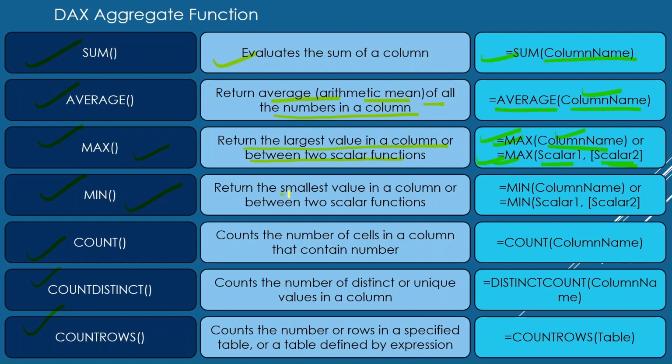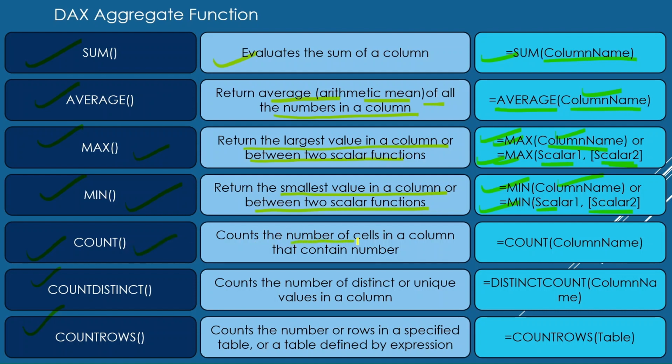Another is min. It returns the smallest value in the column or between two scalar functions. So suppose we want to figure out the minimum value in a particular column, we need to use the min function and provide the column name. Power BI will take all the values from the column and return the minimum value. If we have two scalar functions and we want to figure out which is the minimum one at runtime, then we need to use the min function, and in the parameter we need to pass two scalar functions.